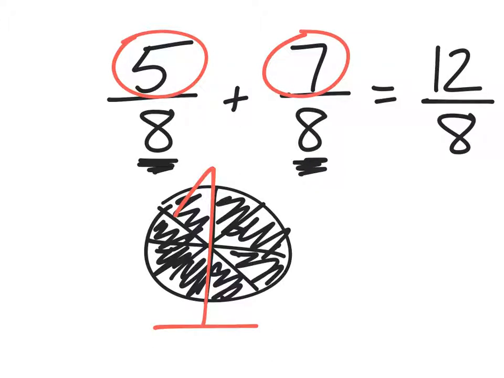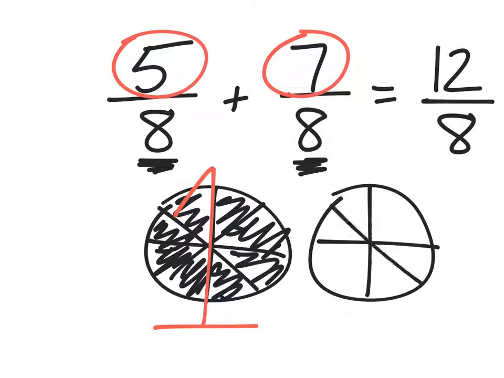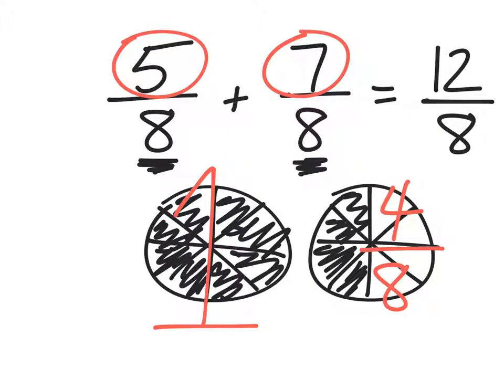One whole. Just like having 10 ones would be one group of 10, or a 1 in the tens place, 8 eighths would give me one whole. So if I made 8 of my eighths into one whole, I would still have 4 eighths shaded here to give me my total of 12 eighths. So this fraction would be 4 eighths. So that 12 eighths would be regrouped into one whole and 4 eighths.